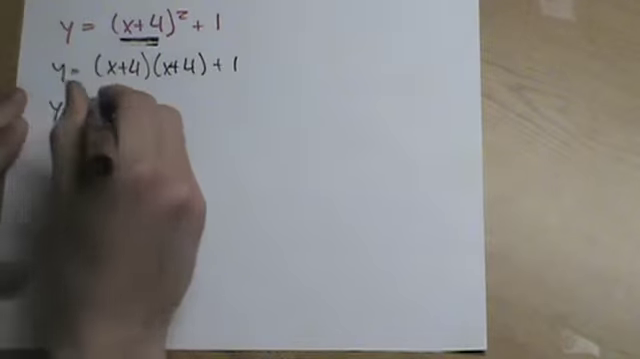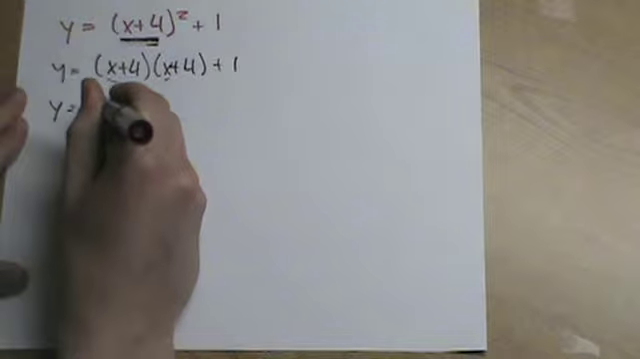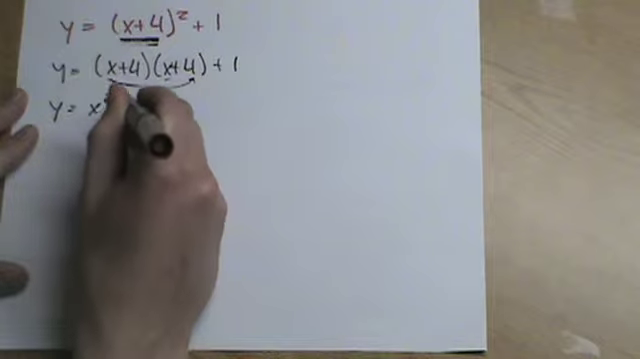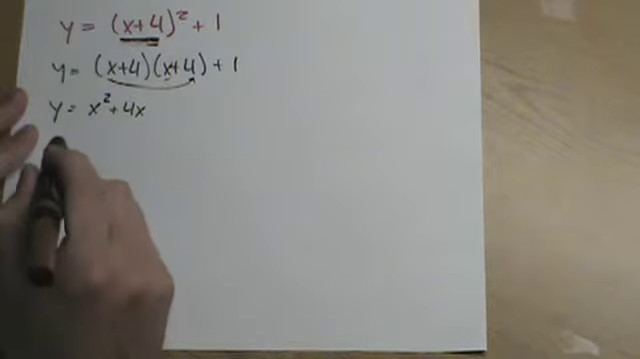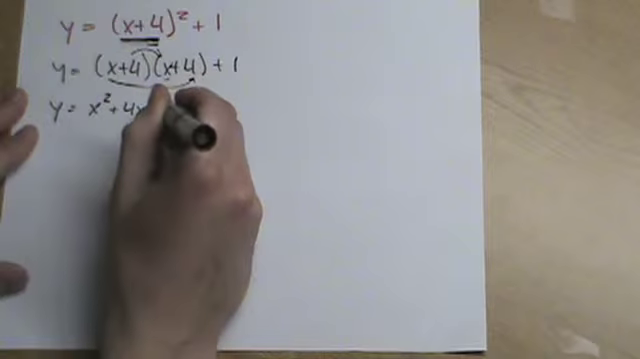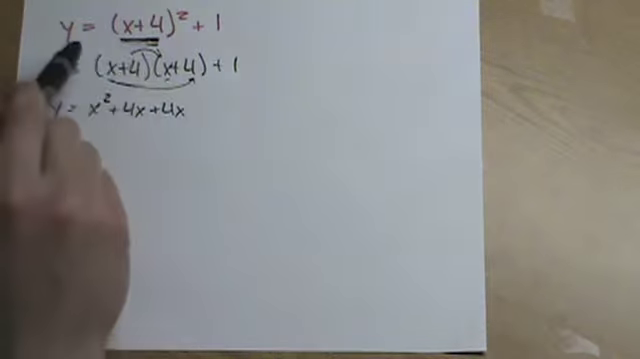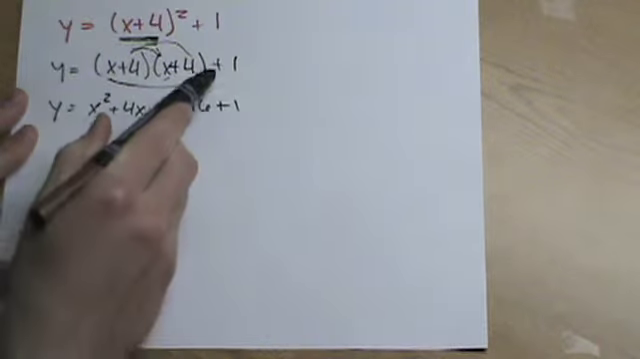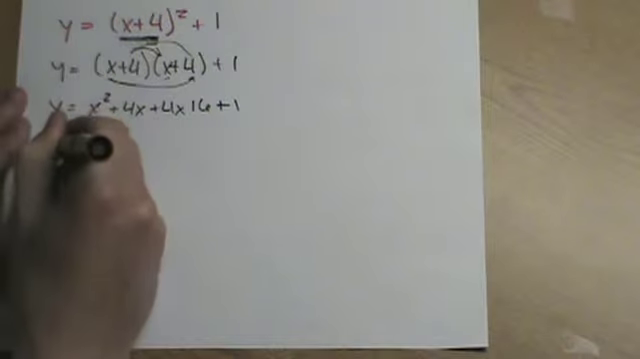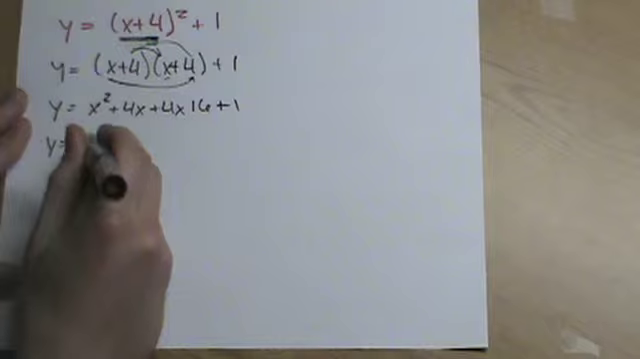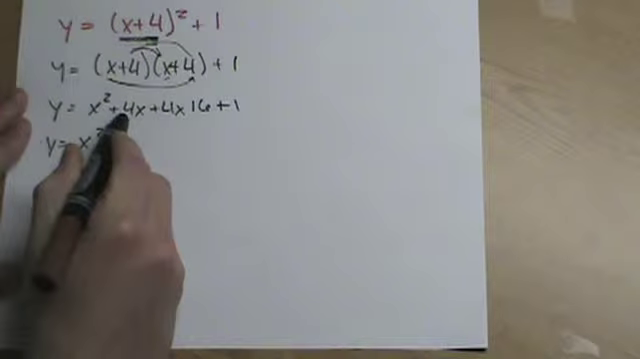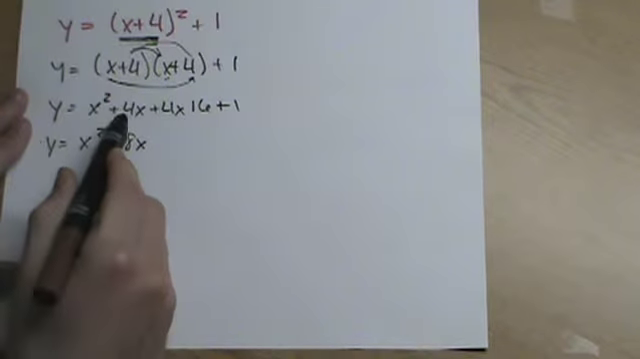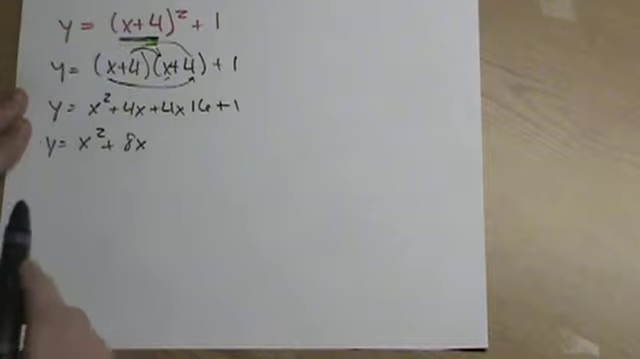So now use the foiling method. We will have the firsts, which would be x squared. The outers, which would be 4x. We would have the insides, which would be another 4x. And we would have the lasts, which would be 16. And then we add this 1 on from the top here. Now we need to combine our like terms. There's no other x squared, so we leave that. There are two 4x's, so combined they make 8x. 4 plus 4, or 4 apples plus 4 apples equals 8 apples.